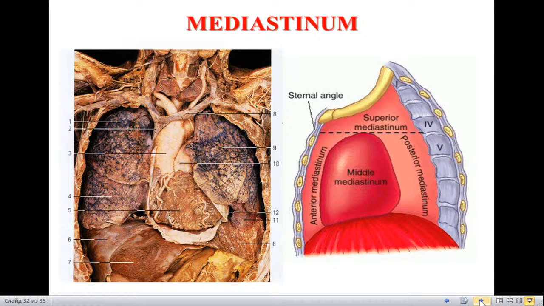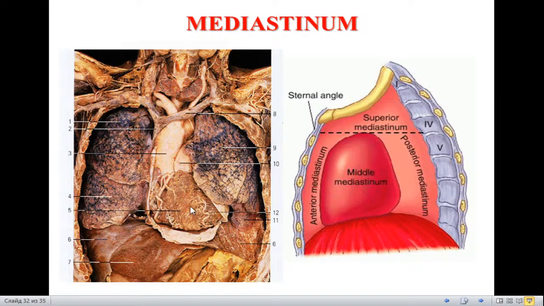So, let's talk about mediastinum. Mediastinum is the complex of the organs of the thoracic cavity which are situated between two pleural sacs. In other words, the mediastinum is formed by organs of the thoracic cavity except lungs: contents of the thoracic cavity except lungs, organs and vessels. Everything except lungs. You have to memorize this.